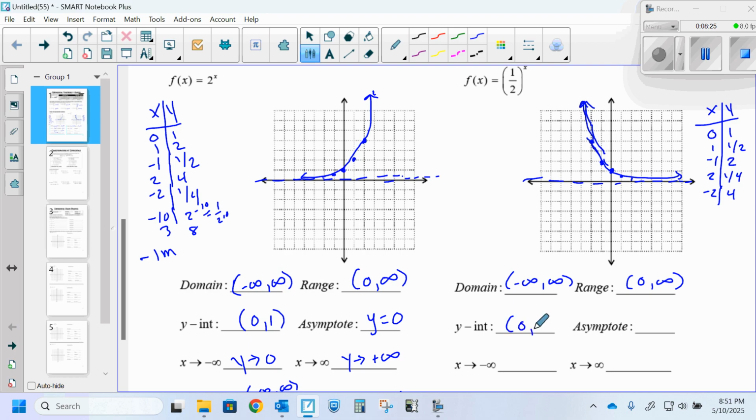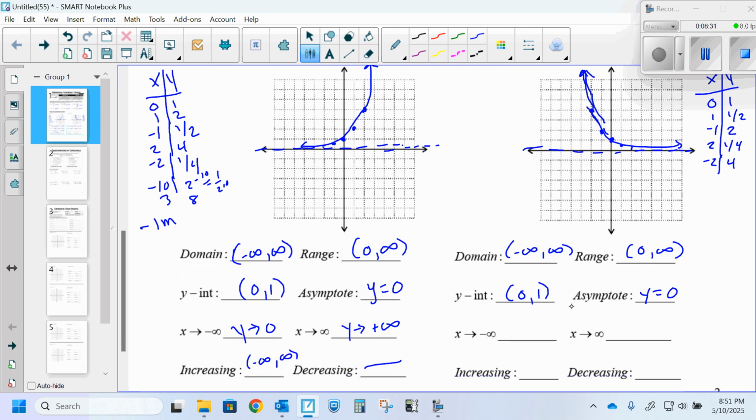Okay, y-intercept, 0, 1, asymptote, y equals 0. As x goes to the left, this time the y values are going up to infinity. And as x goes to the right, y is approaching 0. Now this one is decreasing from negative infinity to infinity. This is always your domain. Okay, these answers are always going to be your domain. That's not going to change. Okay, let's do some more graphing.